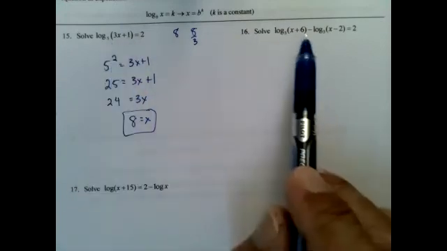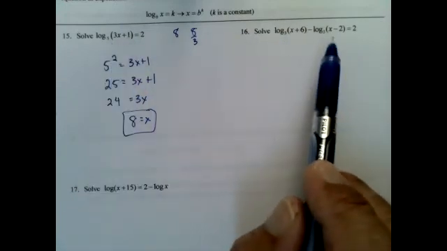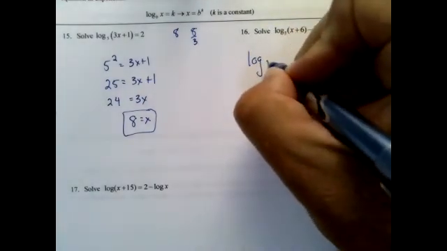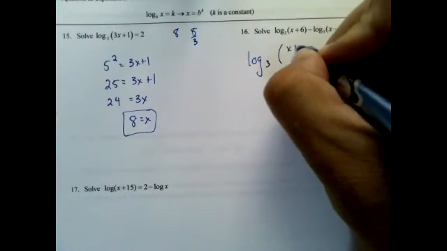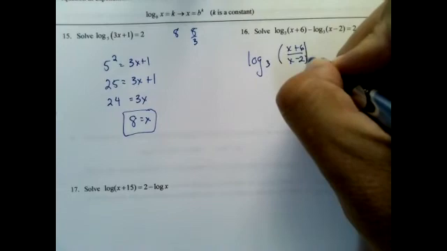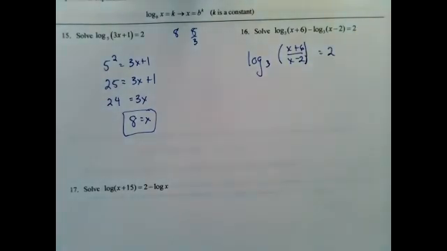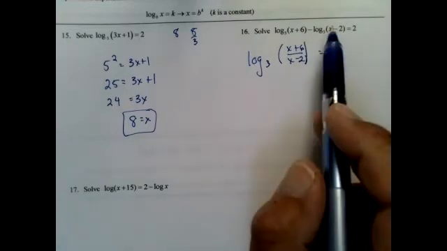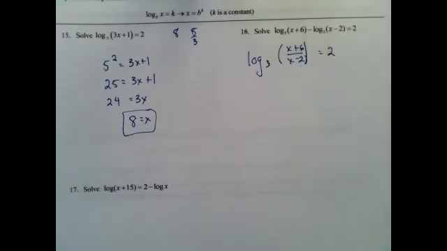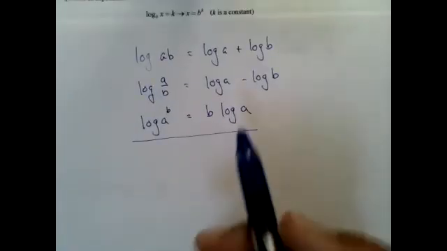15 was a single log, so I'm going to come over here and make that a single log. Log base 3 of (x plus 6) over (x minus 2) equals 2. That was my quotient. My quotient is the log of the numerator minus the log of the denominator. So we started with those today. We started with these 3 today.